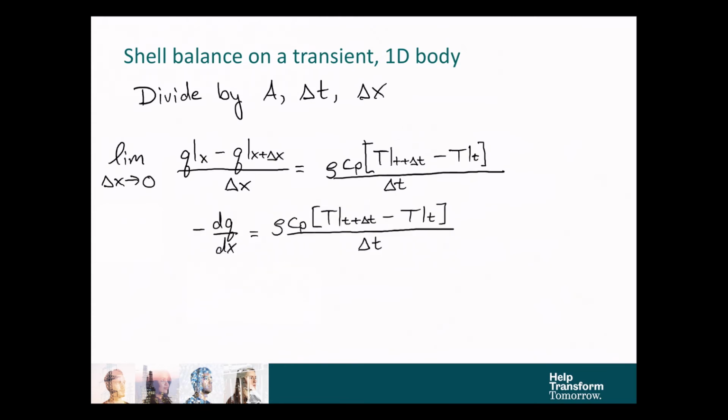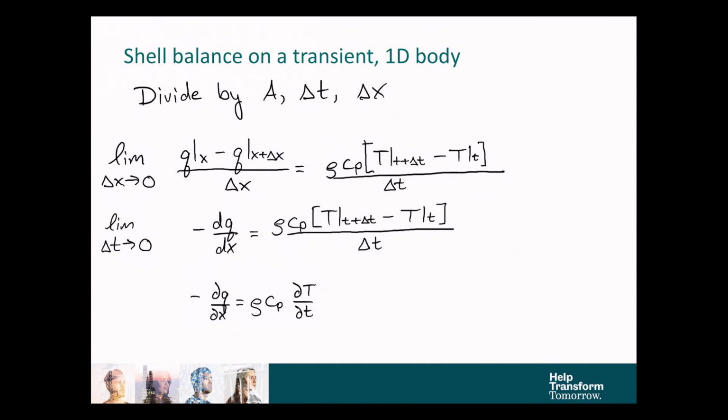And that, of course, gives us the negative derivative of heat flux as a function of x. The right-hand side of the equation is unaffected because there's no delta x term there. We divided through by that delta x in the previous step. So now we'll take the limit as delta t goes to 0. And the left-hand side in this case is unaffected. There's no delta t term there. But the right-hand side, well, that's clearly a derivative of temperature with respect to time.